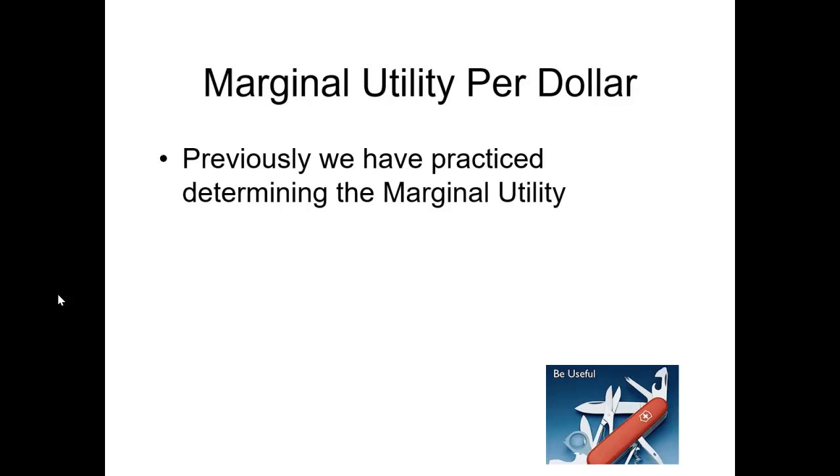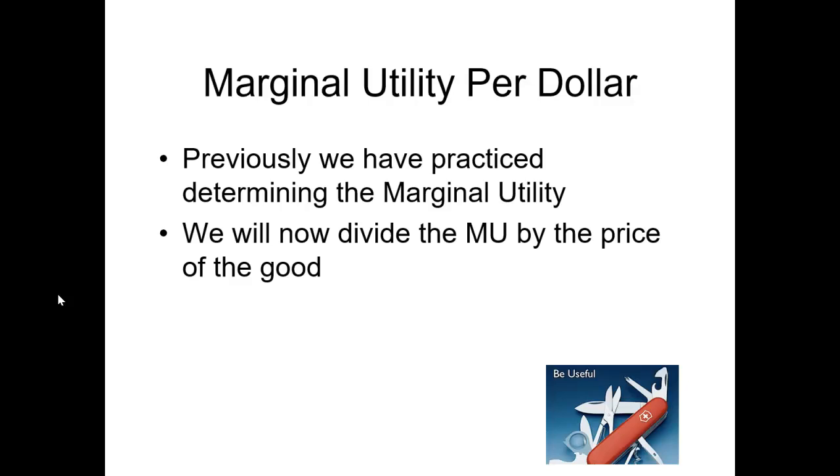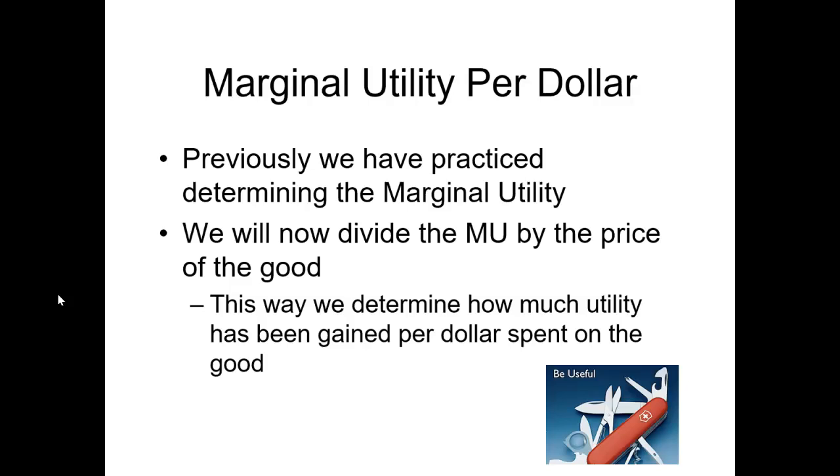So previously we've practiced determining marginal utility. We'll now simply divide that marginal utility by the price of the good. In this way we determine how much utility has been gained per dollar spent on the good. And so then we can figure out what combination of good A and B, or whatever you're talking about, is the best. We're going to make sure we get the most use out of our money, the most bang for our buck, because again, we're rational consumers, by looking at this price.